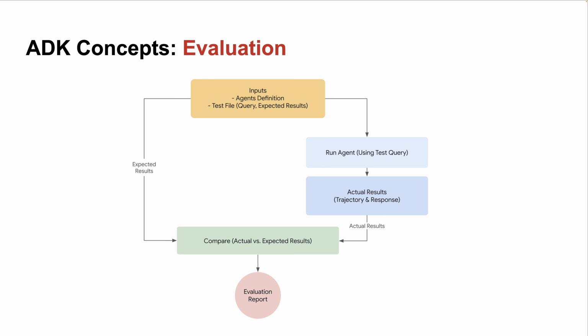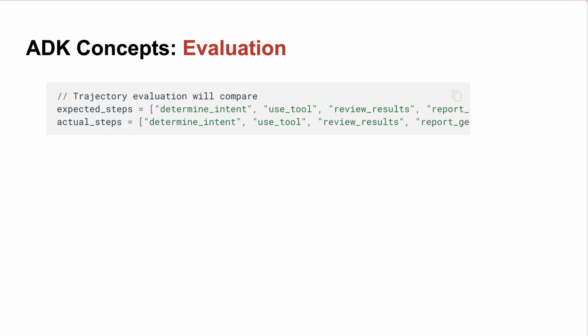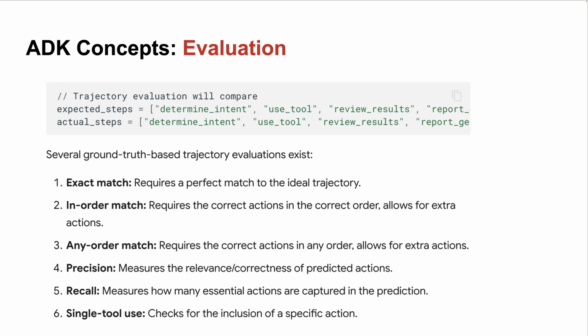And you run the agent with those queries, and we compare the results and compute certain metrics. So how exactly does that work? Since we're talking about agents, we need to think about trajectory and tool use. A trajectory is the sequence of steps that the agent takes, for example, a series of tool calls. We'll then compare that with a ground truth trajectory using one of the methods that you see here.